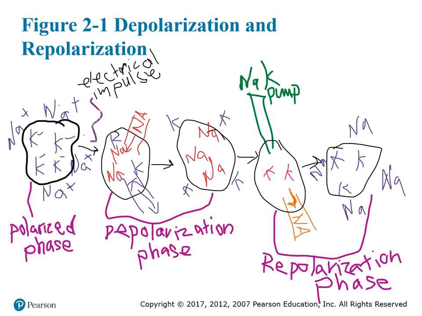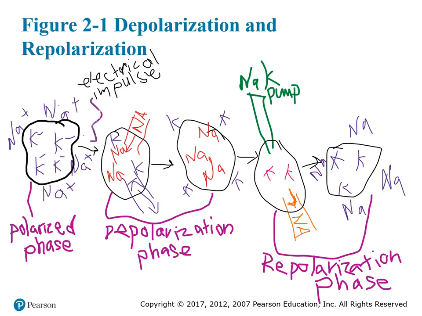There's no activity. Once an electrical impulse passes through the cells, that's when a rush of sodium comes into the cell and potassium starts to leak out, which changes the ions so that there's mostly sodium inside the cell and potassium is now outside the cell. This phase we call depolarization.